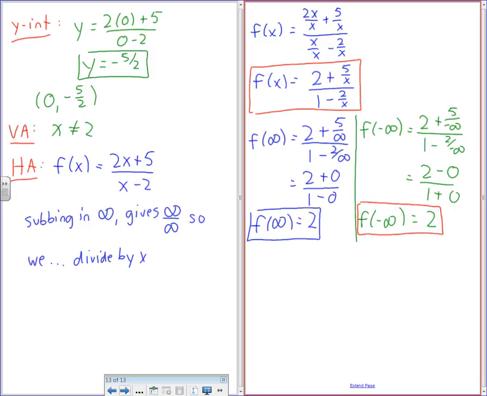So the f of infinity and f of negative infinity, those numbers will all be the same? Today it will be. For these types of questions, like if it's the ax plus b all over cx plus d, those types of questions it will be.